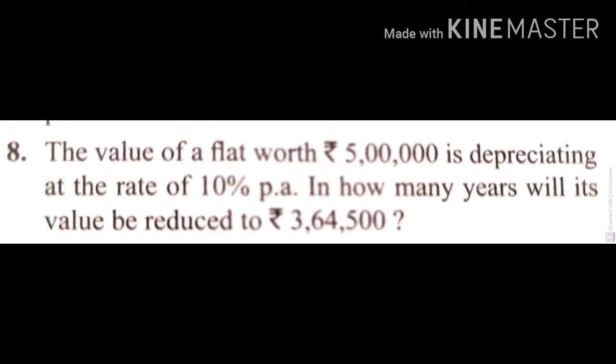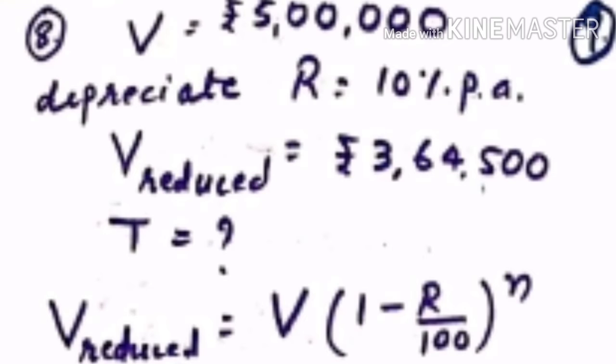It is given that in how many years the value will reduce to, meaning the reduced value is 3,64,500, but in how long, meaning the time period, we have to find here. So now the solution: I write V is equal to rupees 5 lakh, the depreciation rate is 10%, and the reduced value I wrote 3,64,500, and I want to find the time period.